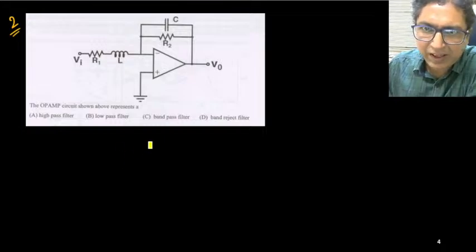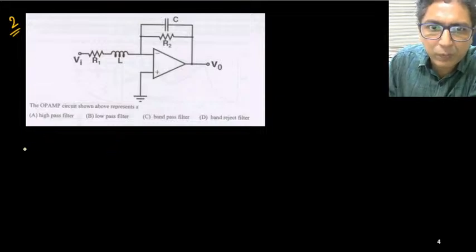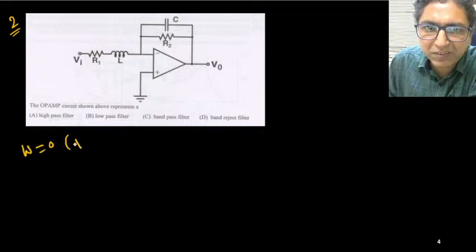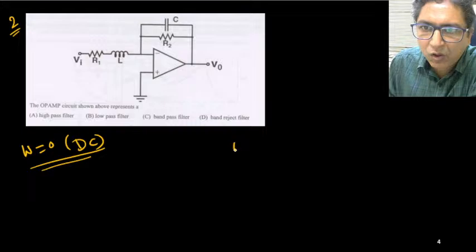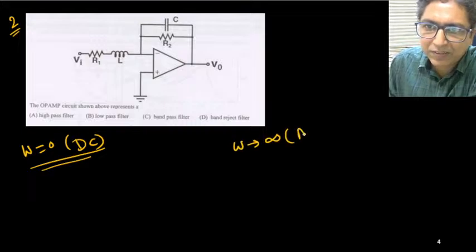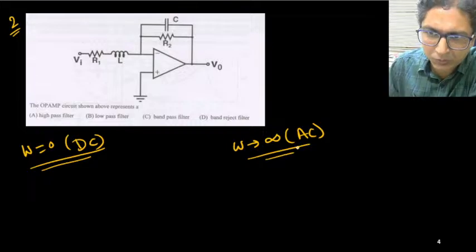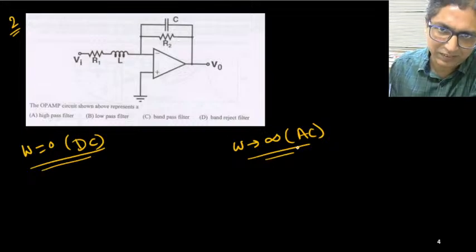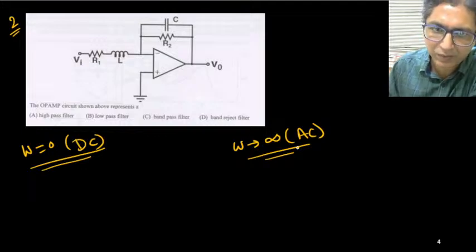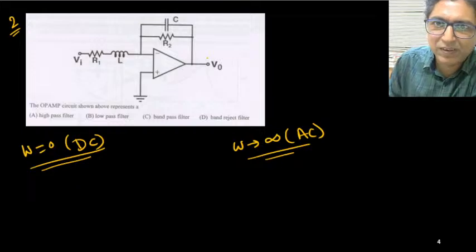So I have said that we need to try with two things. One, when omega equal to 0 means DC signal, and next one, omega tends to infinity, AC signal. What is the output? Okay, for DC, inductor short, capacitor open, and for high frequency AC, it is just opposite. Capacitor will behave as short circuit and inductor open circuit. Okay, so can you just rewrite or simplify this circuit, this one?